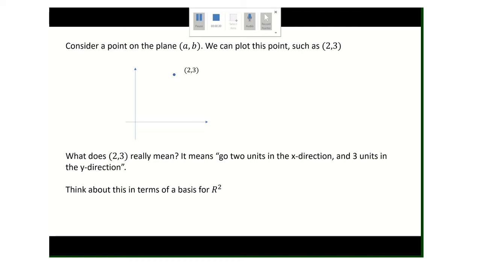Well, we can plot it. We're used to plotting points on a plane. But what does (2, 3) really mean? When we say it's at the point (2, 3), what we really mean is we're going 2 units in the x direction and 3 units in the y direction. Think about this in terms of a basis for R2.